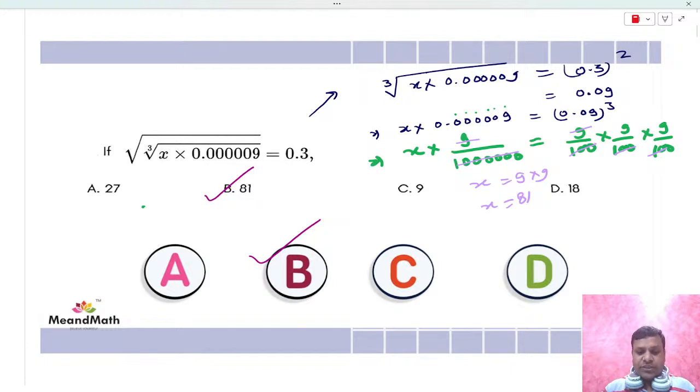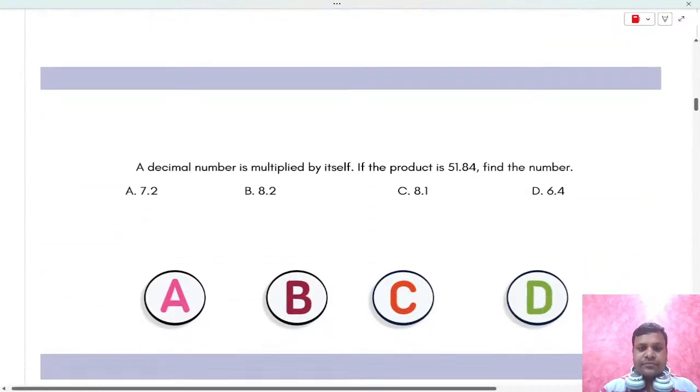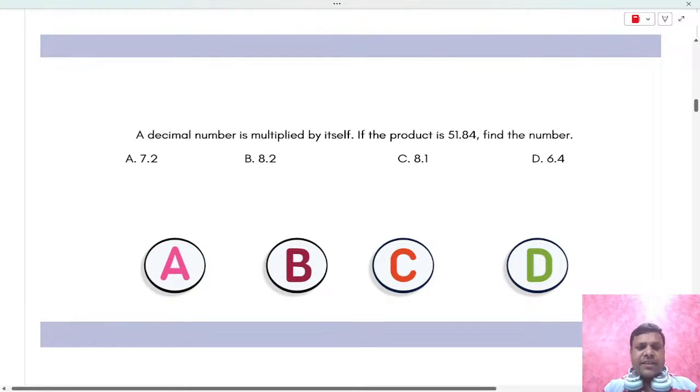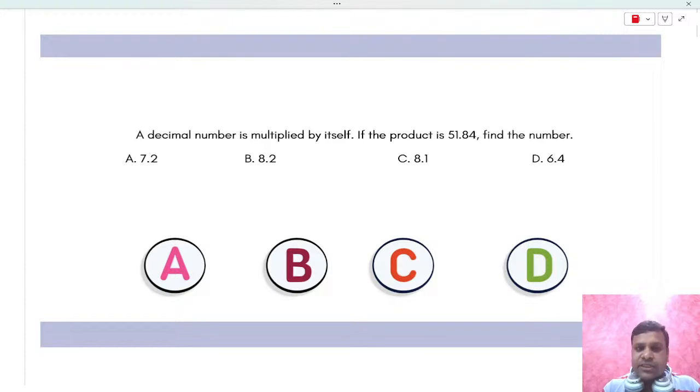Now the next question. This is a very easy question, not a big one, so I'm sure you all will do it. A decimal number is multiplied by itself. If the product is 51.84, find the number. If the result is 51.84, then what should be the number?